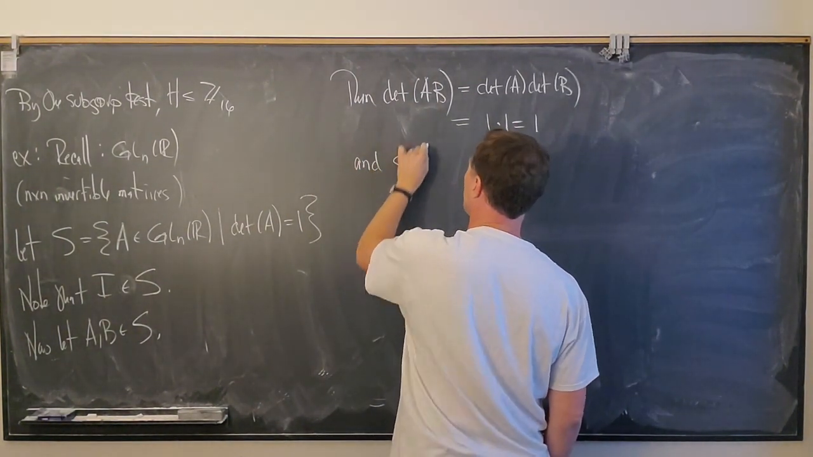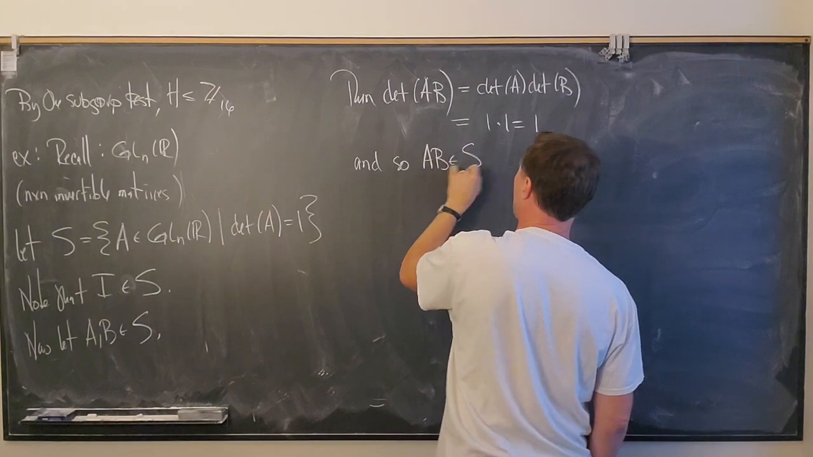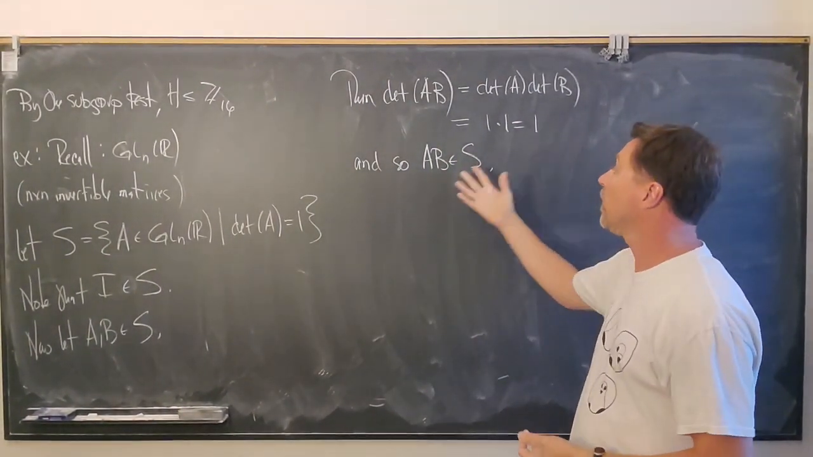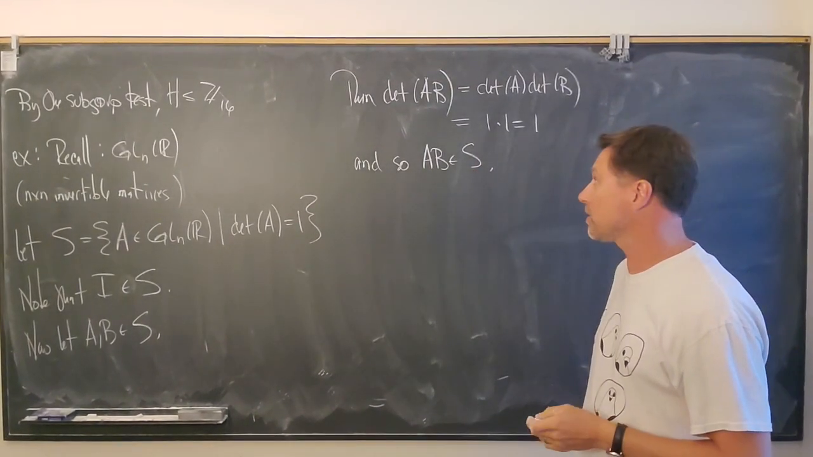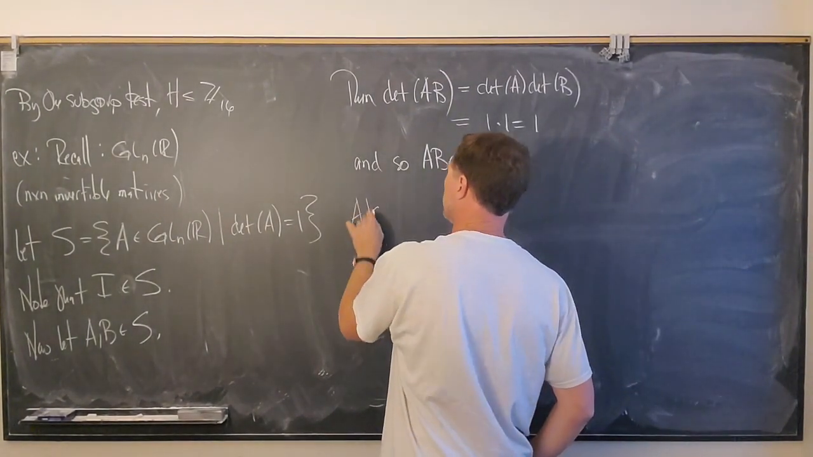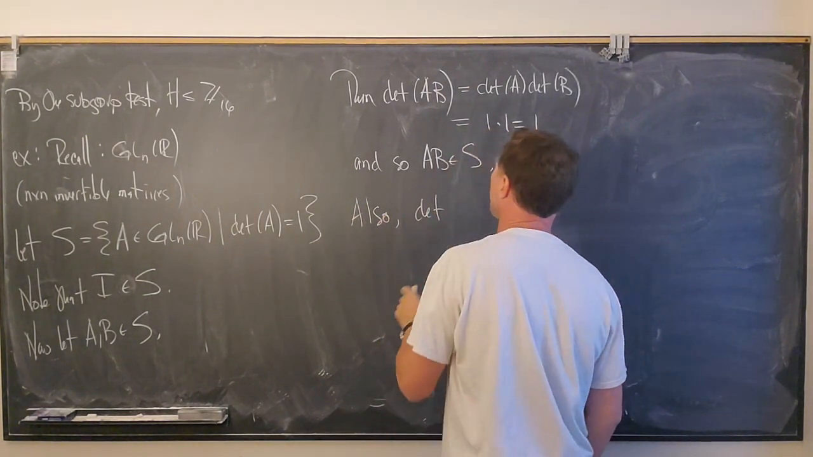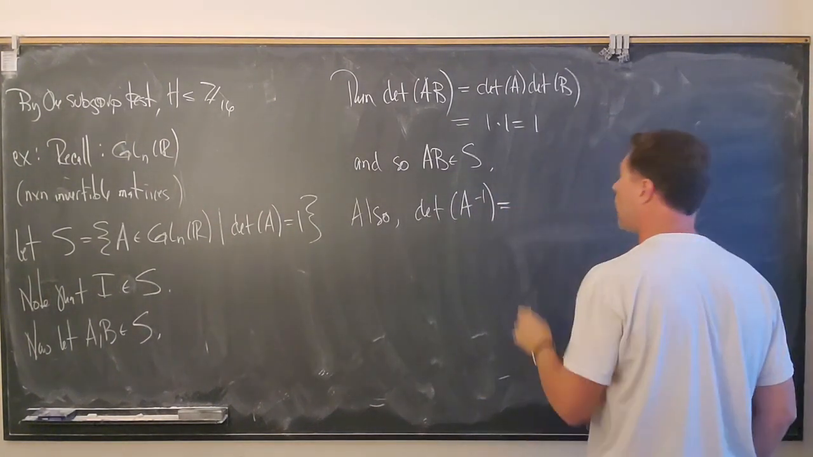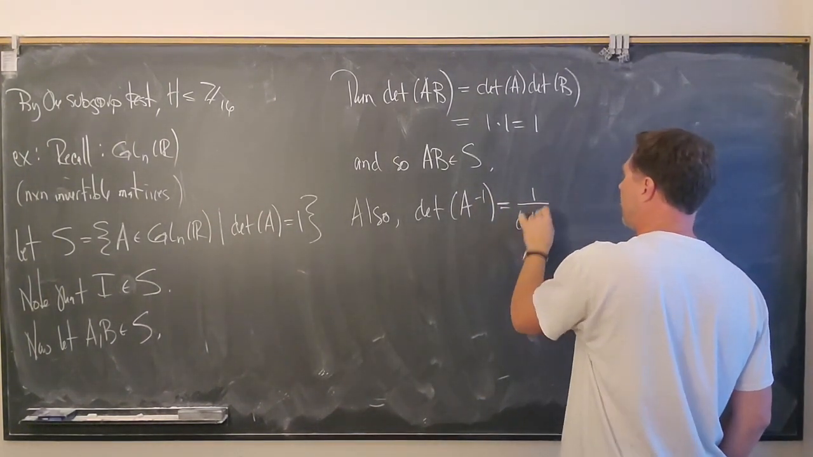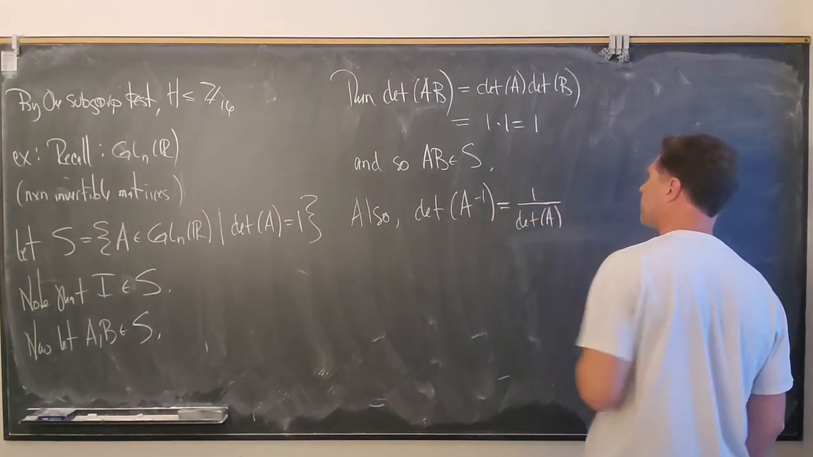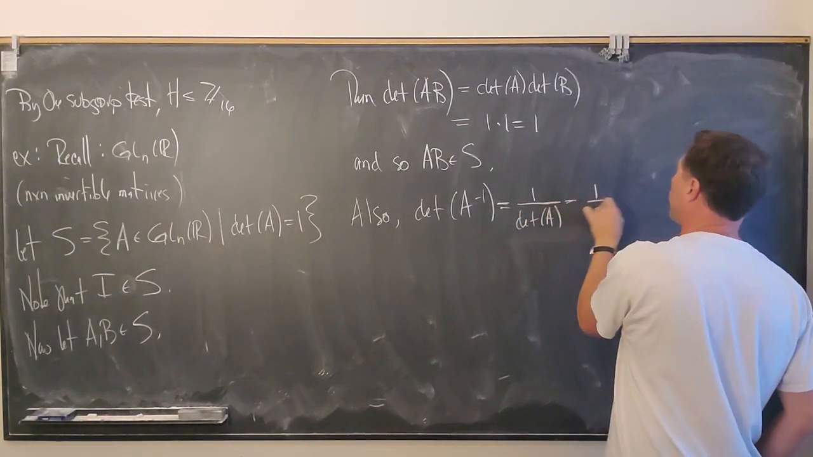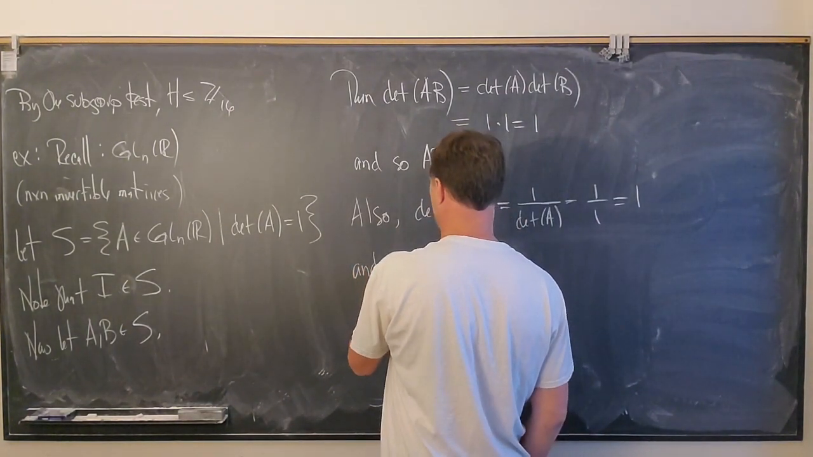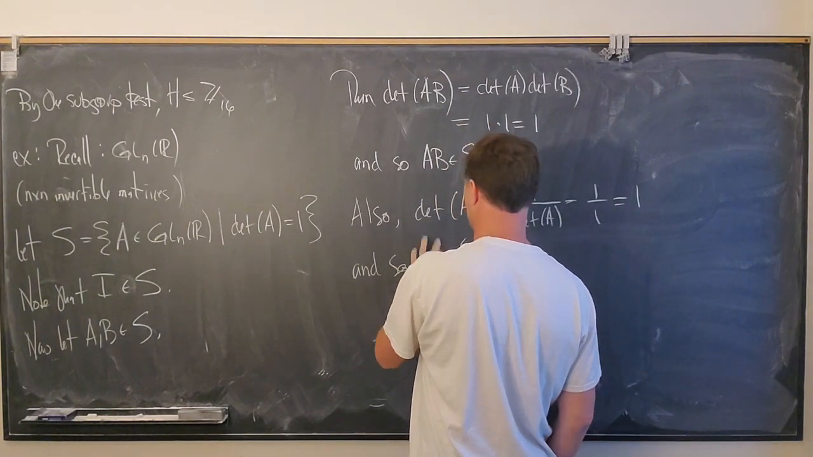And so AB is an element of S. A times B is an n by n invertible matrix. Its determinant is equal to 1, which means that it lands back inside S. Also, the determinant of A inverse is equal to 1 over the determinant of A. There's another property of determinants that we have, which is equal to 1 over 1, which equals 1. And so A inverse is an element of S.